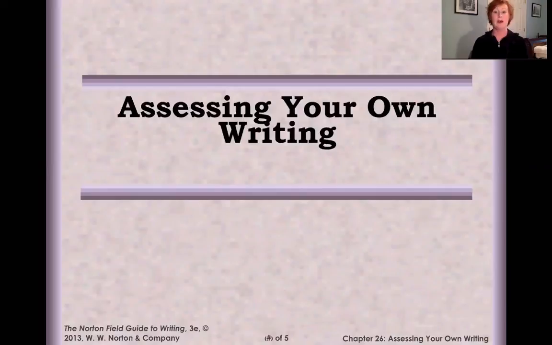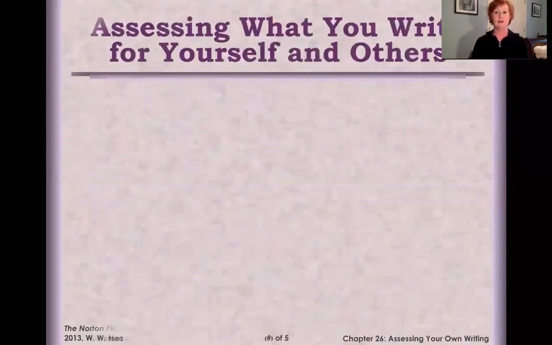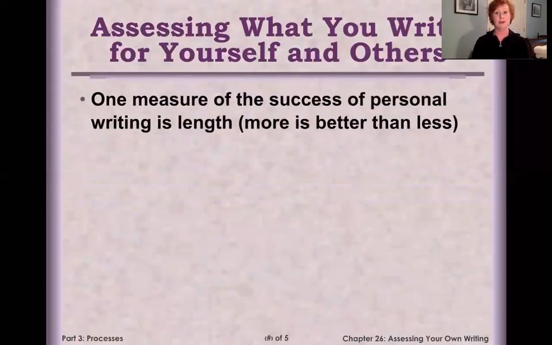Okay, let's talk about assessing your own writing. If we're going to talk about assessing what you write for yourself and for others, one measure of success is the length that you're able to write. So remember, the required length of the paper is at least 1,500 words. If you've followed the process of the outline and included the information that you should be including from your secondary sources, I suspect you have met this requirement. But keep in mind that sometimes more is better than less.